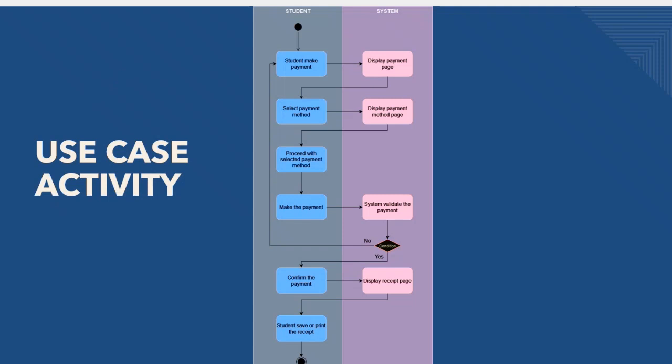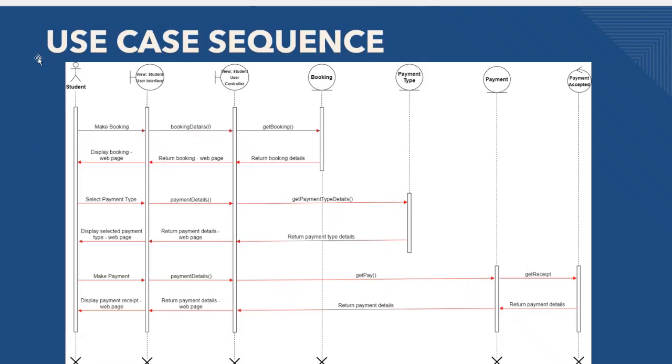Okay, the last one is the sequence diagram. For the sequence, there will be the student, and the controllers are booking, payment type, and payment. In this process, the student will make the booking first, and then the booking system will return the booking details for the student. After making the booking, it will go to the next step, which is select payment type.